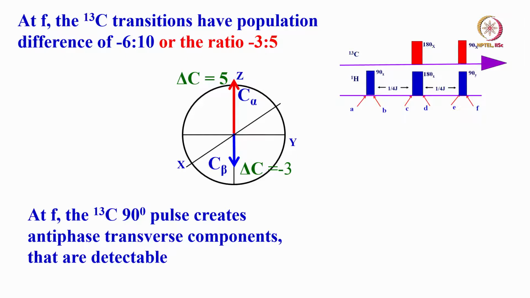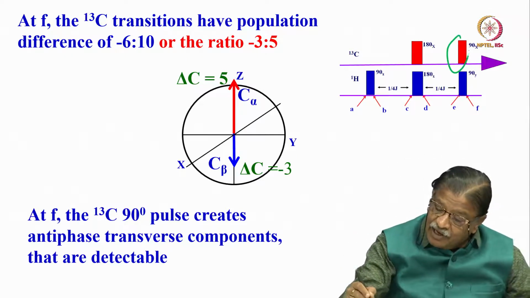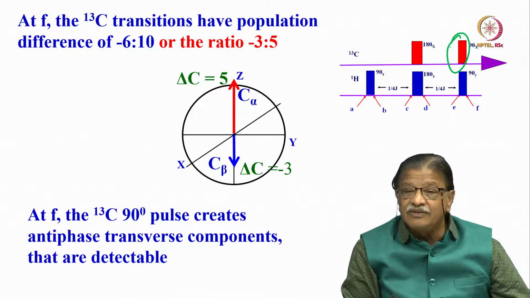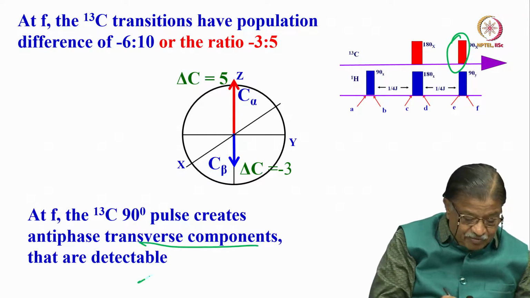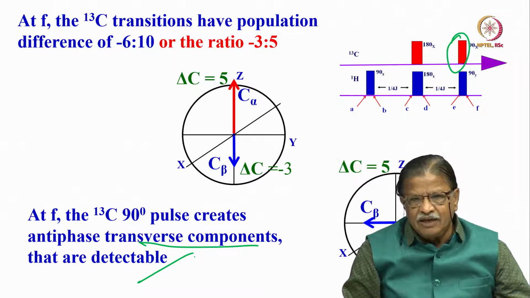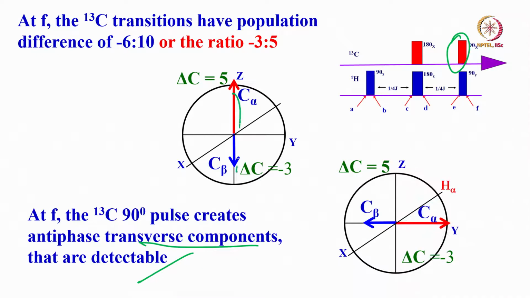Now we have to see one more thing. At F, we are also applying a 90-degree pulse on the carbon 13. What does that do? The carbon 13 90 pulse creates antiphase transverse components that are detectable. So far the components along the z axis, you can't detect that, but you have to bring it back to the xy plane to detect, because we are not detecting the z component, right. So you apply a 90° carbon 13 pulse for detecting the signal, and now we are going to get both these components, minus 3 and plus 5, again antiphase character was retained, and we are going to get the signal in the xy plane.